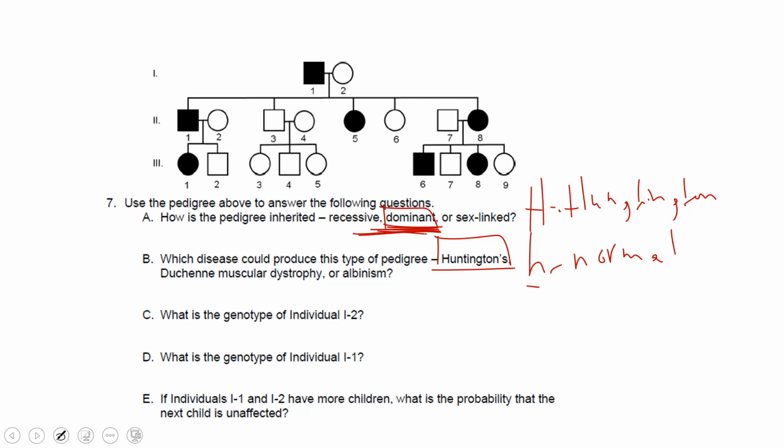What is the genotype of individual 1-2? 1-2 is this person. They are normal, not shaded in. Normal is the recessive condition. That means they are lowercase h, lowercase h.